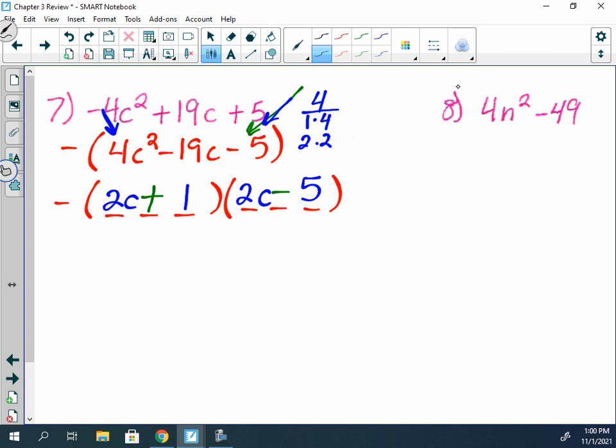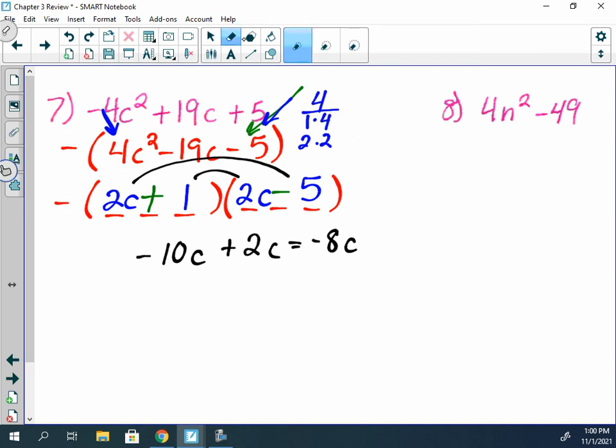And last but not least, we need to check it. 2c times -5 is -10c. 1 times 2c is plus 2c. -10c plus 2c is -8c. Is that the middle term that we wanted? No. Okay. So we could try flipping the 1 and 5 or the 2c and 2c, but neither one of those is really going to change anything.